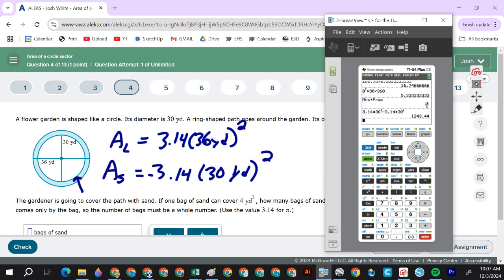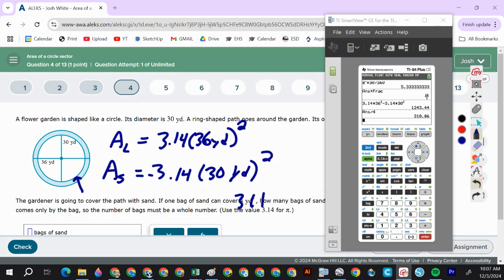And I know one bag of sand can cover 4 square yards. So how do I calculate how many bags I need? We're just going to divide. So I need to cover a total of 1,243.44 square yards. So I divide that by 4, and I get 310.86. Can you actually buy 0.86 of a bag of sand? No. You have to buy the whole bag. So how many bags do I need? 311. So the answer here is 311.